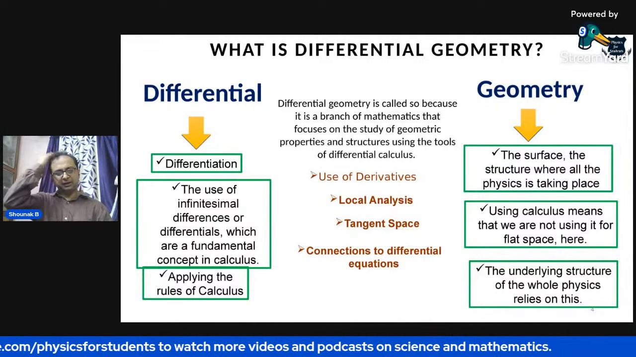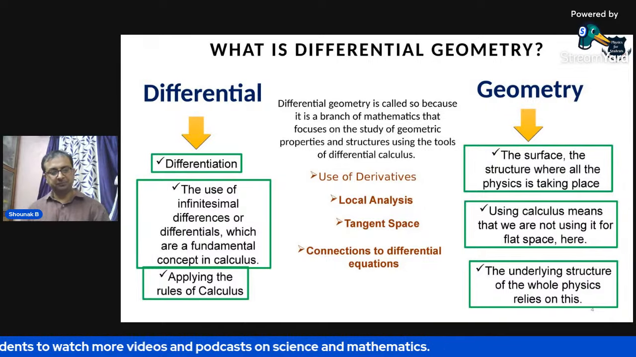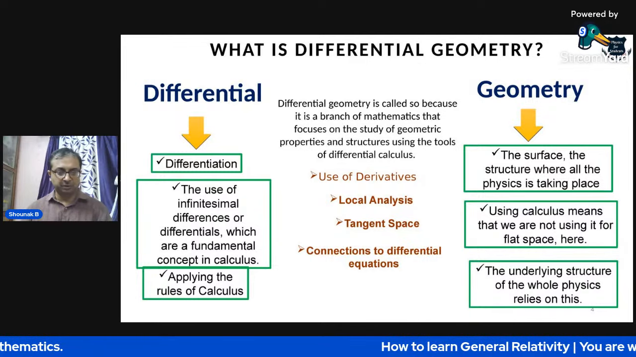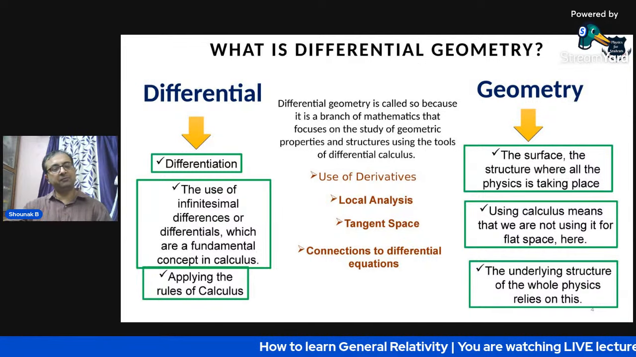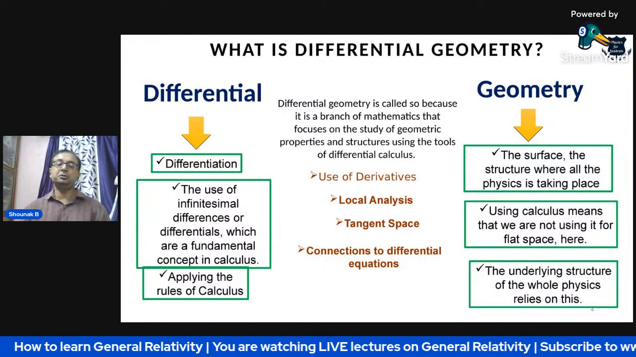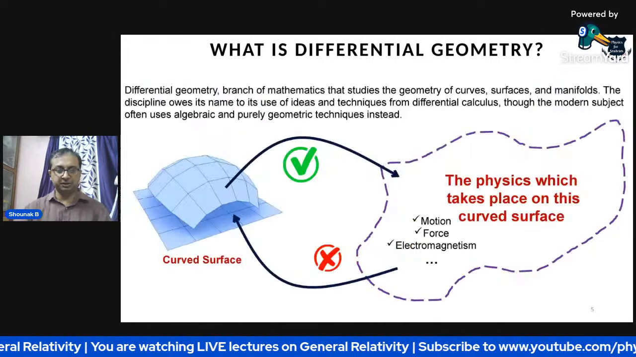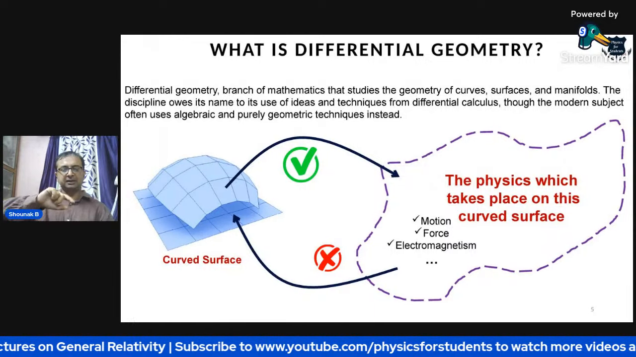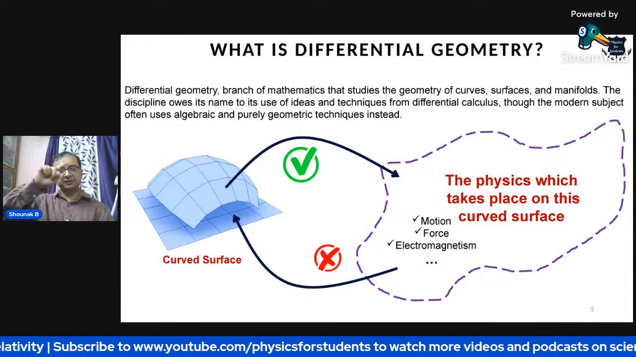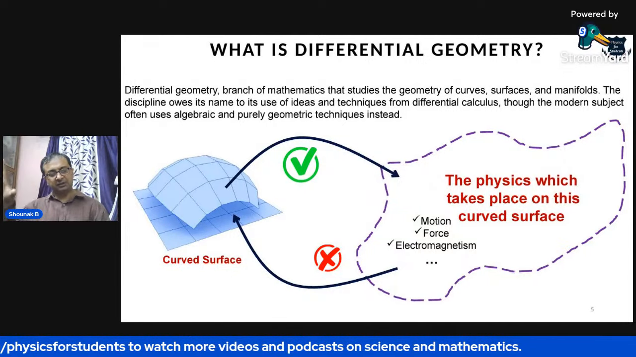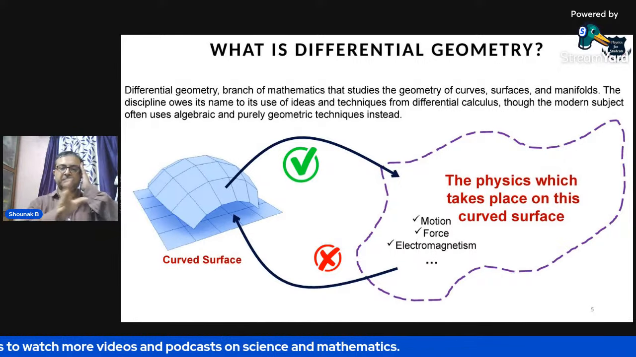So from here, what we understand is that the first correct approach in understanding general relativity is to take the path of differential geometry. Why? Because we are moving from flat space to a curved space, and differentiation on a curved space using calculus becomes much easier. The question is: do we go from the curved surface to the physics taking place on it, or shall we first learn the physics of the curved surface and then come back to the surfaces?